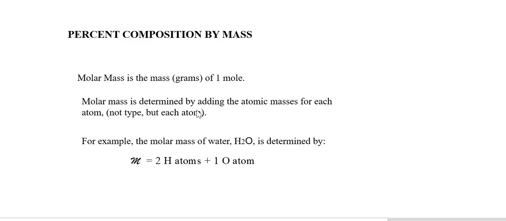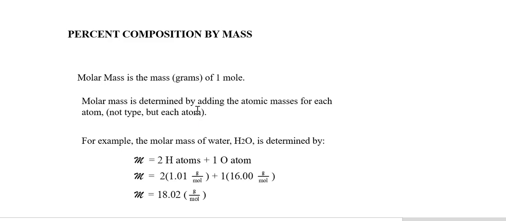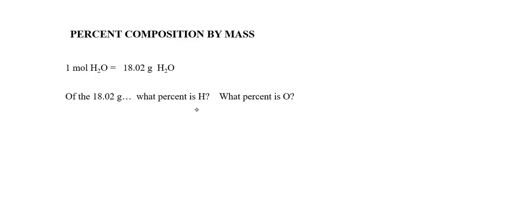So molar mass, you add them all up, and I did the example, if you got 2 H atoms and 1 O atom, then that's what you're going to have right there. You add them up, hydrogens are 1.01, oxygen 16, you can get a molar mass of 18.02. That means you got 18.02 grams for every 1 mole. That's all it means. 1 mole is 18.02 grams.